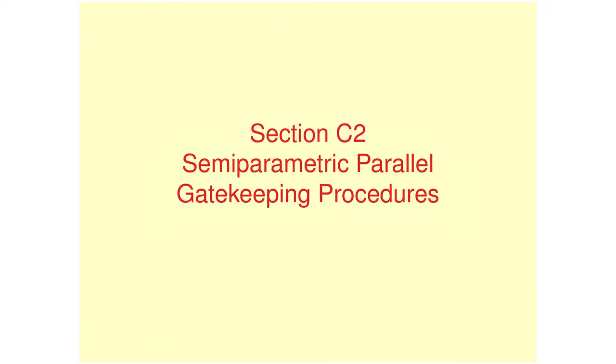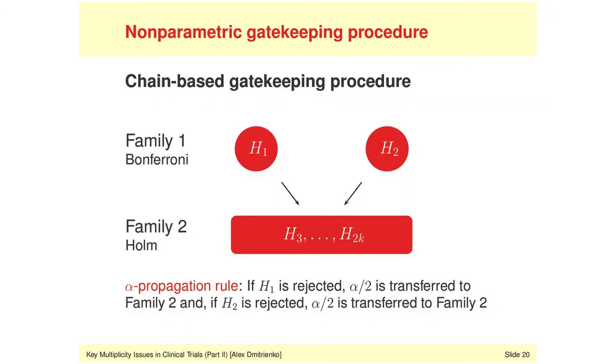Section C2, semiparametric parallel gatekeeping procedures. I explained in section C1 that chain-based parallel gatekeeping procedures are based on the following simple alpha propagation rule. If we assume a more general setup, not necessarily thinking about example 2, let's assume that there are two hypotheses included in the primary family or family 1, and those hypotheses will be tested using the basic Bonferroni test, and there's a larger set of primary hypotheses. Let's assume that those will be tested using the Holm procedure. The underlying alpha propagation rule is given at the bottom of the slide.